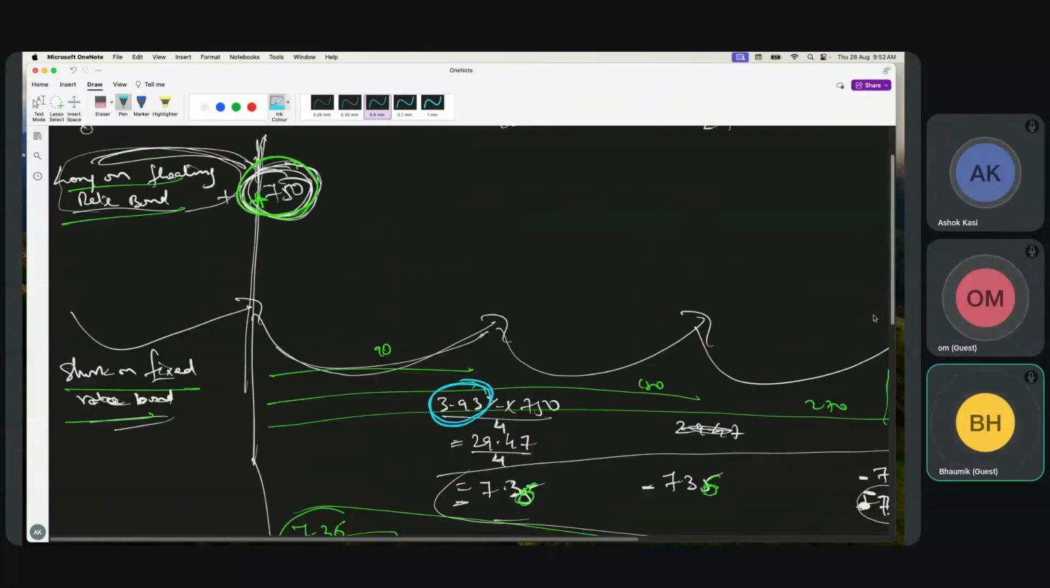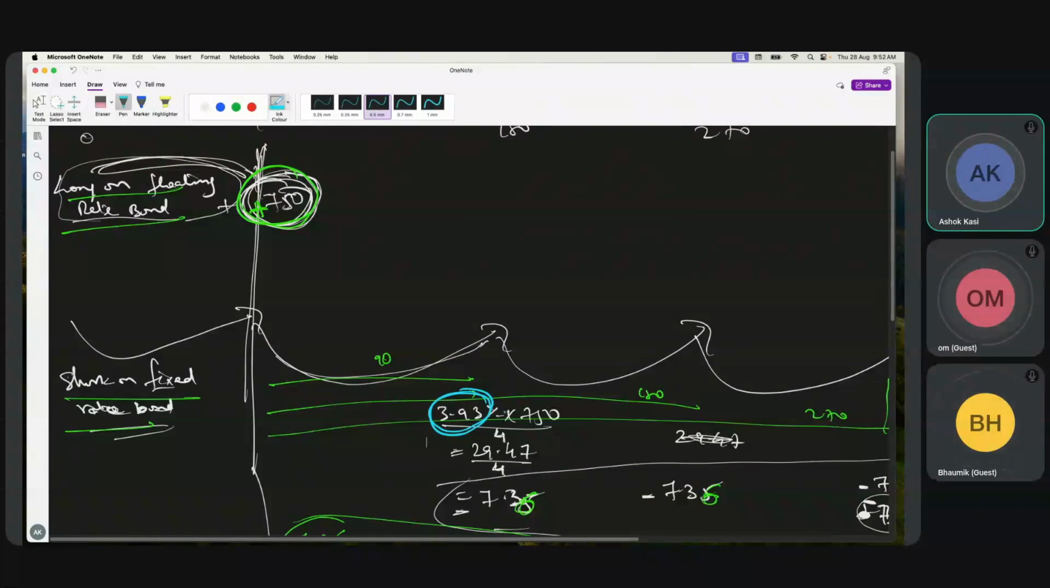After 90 days. Okay. So this is 3.93, the original one. After 90 days, the swap will change, right? That is based on the data that you have given further. 90 days is 1%, 180 days is 1.2%.